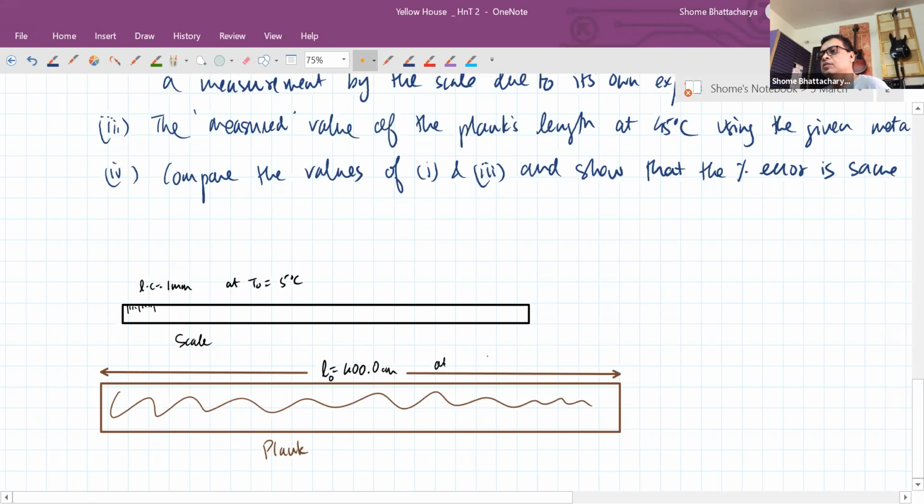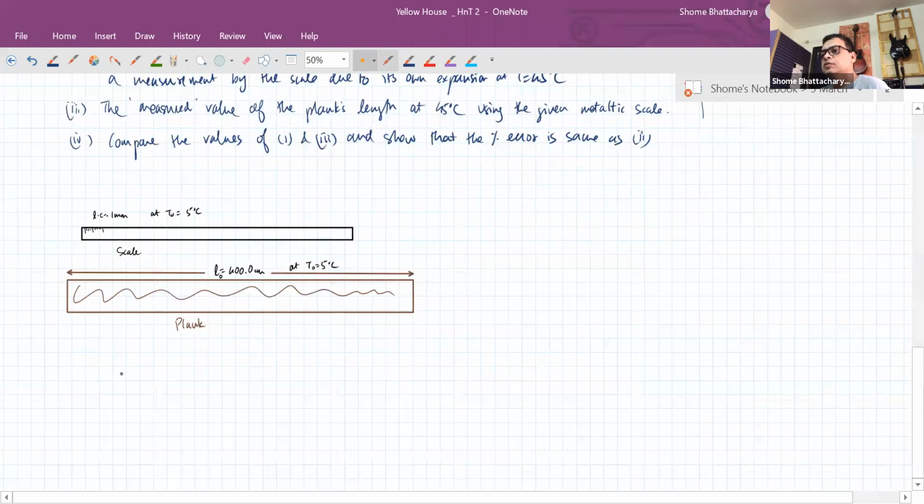Again at T naught equal to 5 degrees. Now at a new temperature, at T equal to 45 degrees C, that is T naught plus delta T. So delta T will be 40 degrees C.